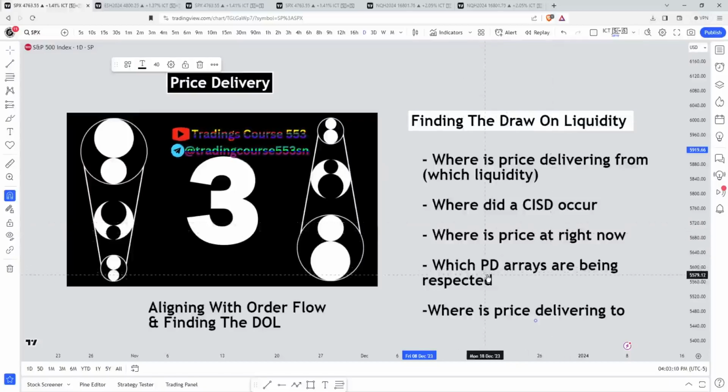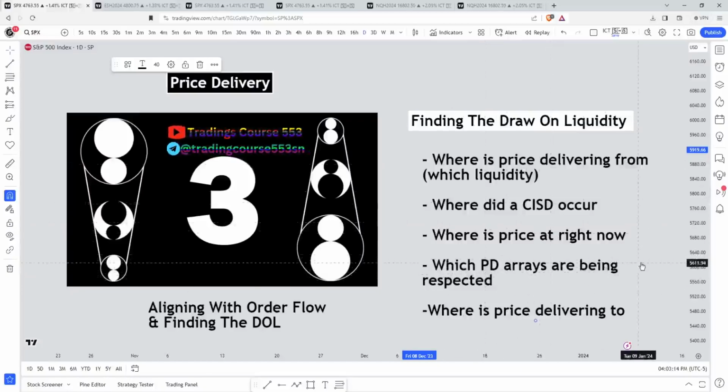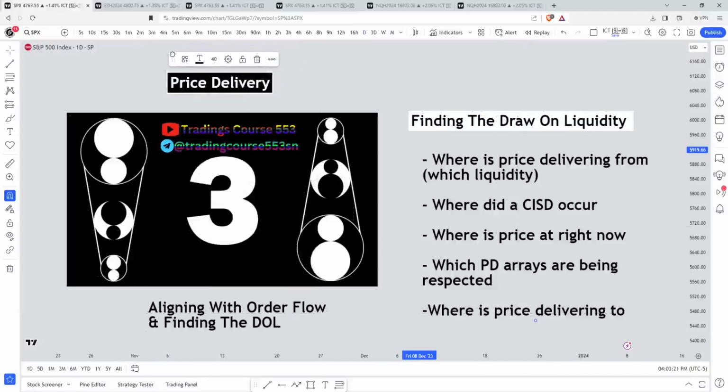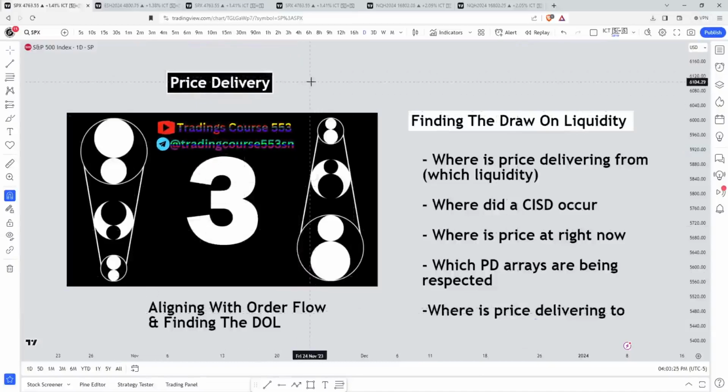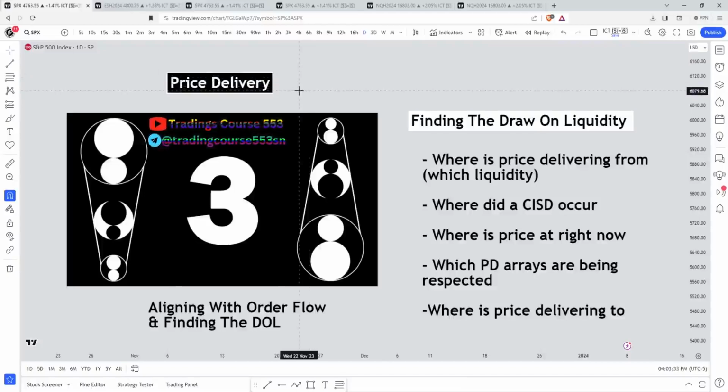have been respected so far and which are being respected. If I can answer these questions, usually I could figure out where price is delivering to. If it's not clear, no, you just don't take a trade. So the goal isn't to find every single day bias using this. Sure, it's possible, but there's going to be times where you're uncertain, and in that uncertainty, you just do nothing. You just wait for a high probability scenario to present itself again, because there's always going to be future setups.